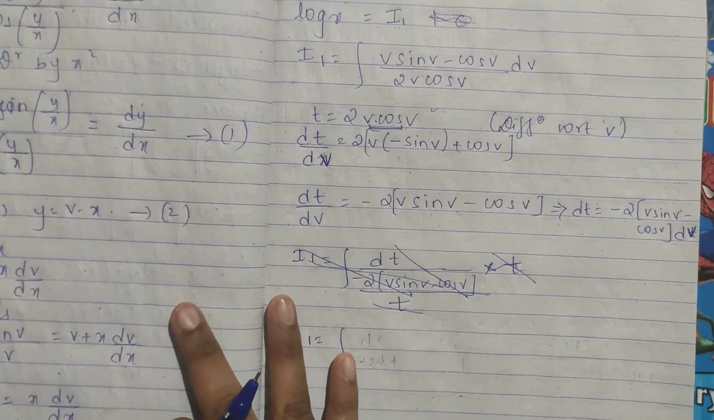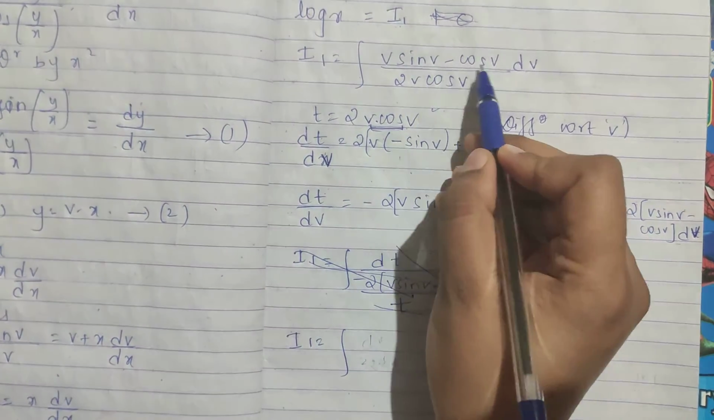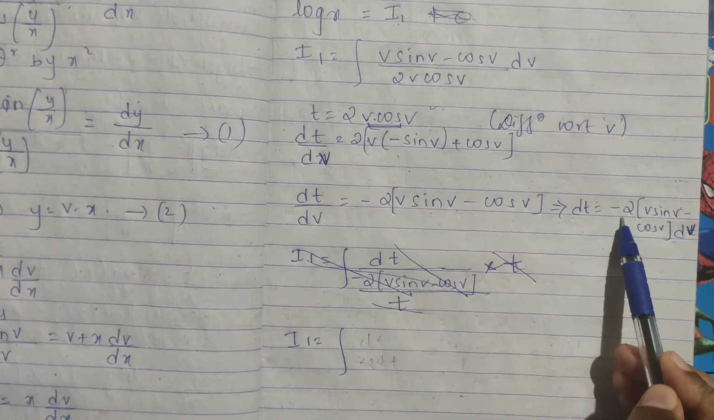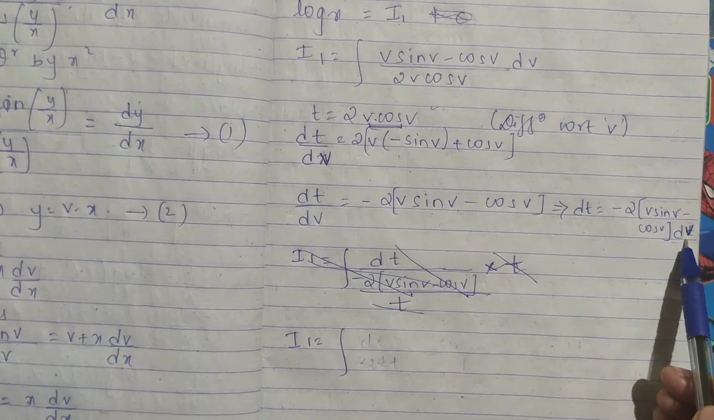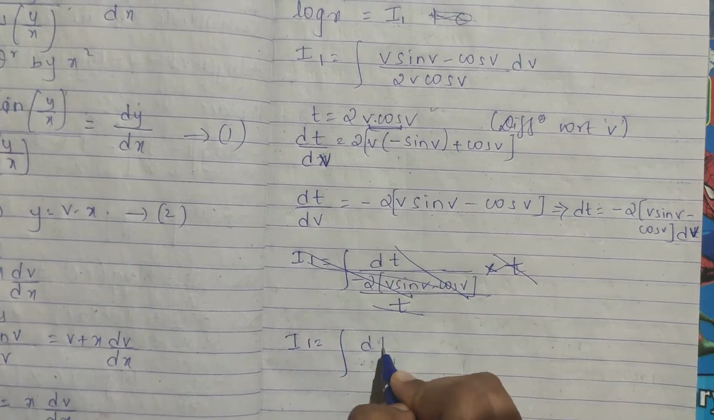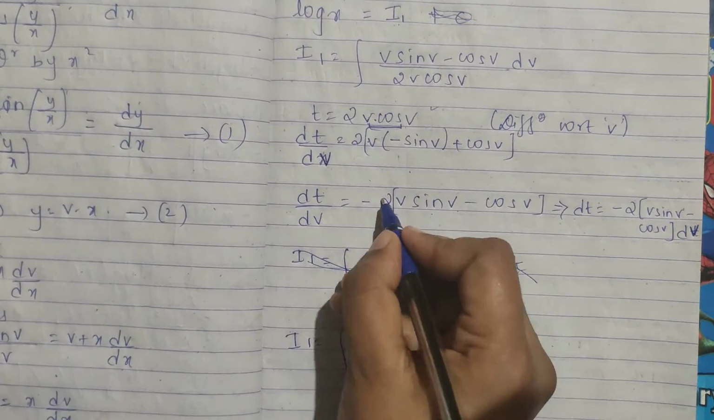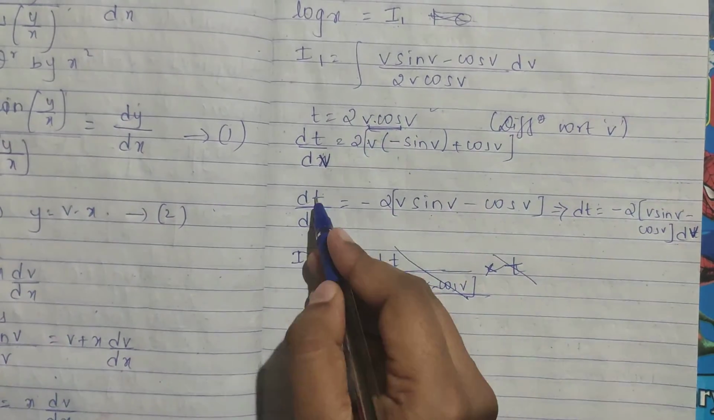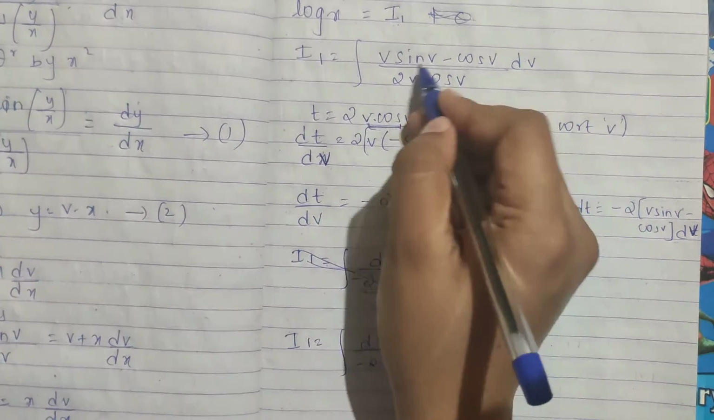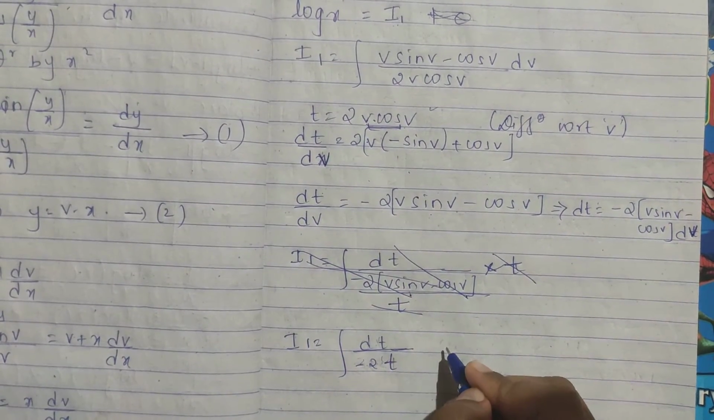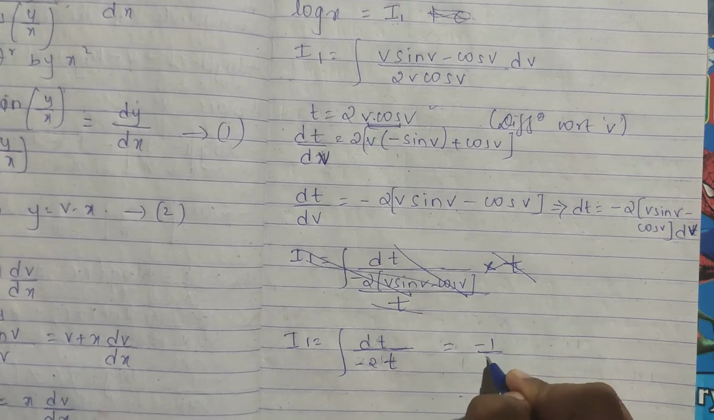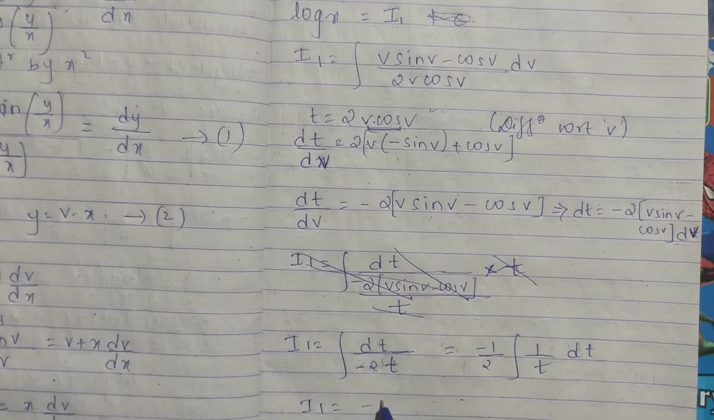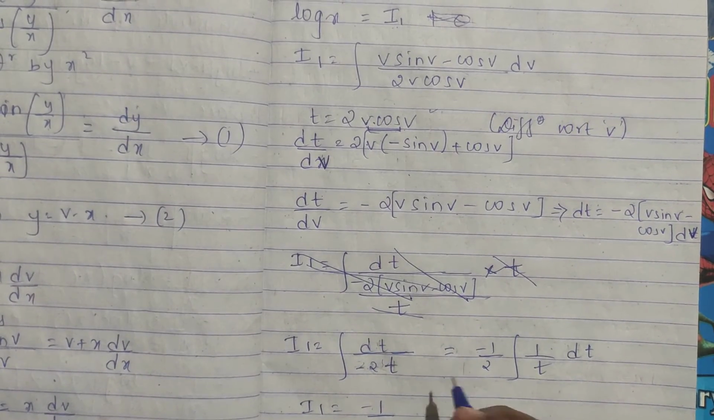Instead of doing all those things, here v sin v minus cos v into dv, from here we can substitute. If I take dv here, dt is equal to minus 2 into v sin v cos v dv. So the dv form will be dt divided by minus 2, this minus 2 goes here, the dv comes here, means your v sin v minus cos v into dv becomes dt by minus 2, and your 2 cos v we have taken as t. So now integrating, minus 1 by 2 keep outside, you will get 1 by t dt, and 1 by t integrates to log t.